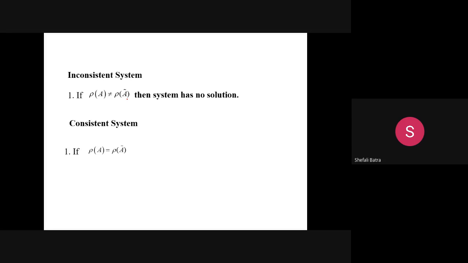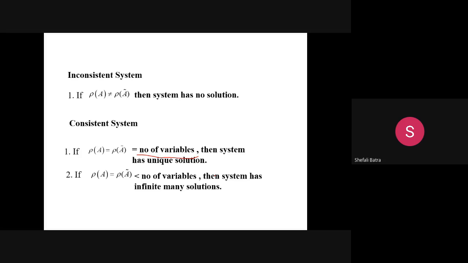Now, if both are the same, then there are two conditions: whether this rank is equal to the number of variables or less than the number of variables. If it is equal to the number of variables, then the system has a unique solution. If both are equal but less than the number of variables, then the system has infinitely many solutions. But in both cases, the system is known as a consistent system. And if the rank is unequal, then the system is inconsistent.